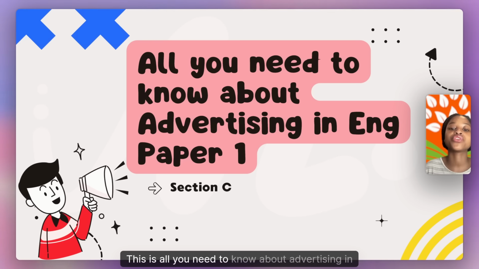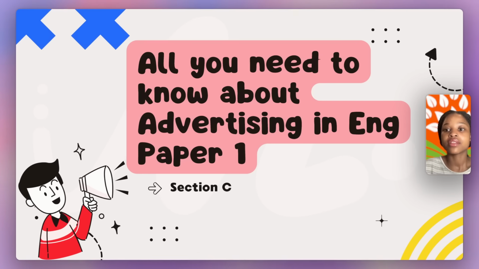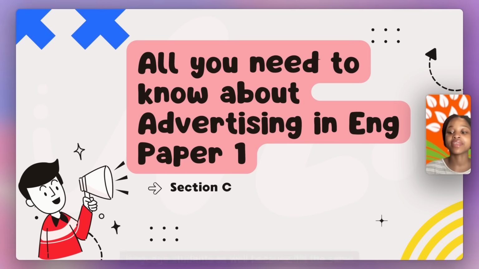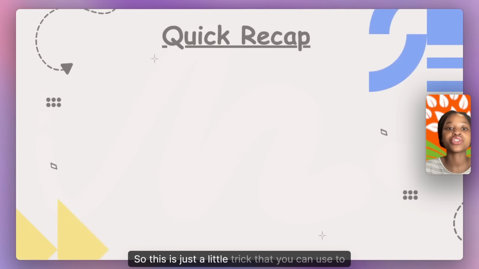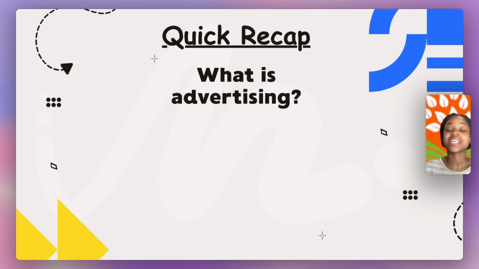This is all you need to know about advertising in English Paper 1. That's section C. This is mostly for home language students, but I'm 100% sure it would work for first additional language students as well because it's the same thing, right? So this is just a little trick that you can use to get 10 out of 10 in this section. Okay, so this is advertising.